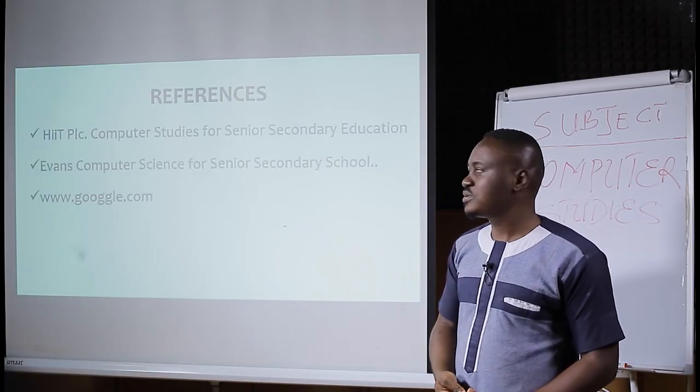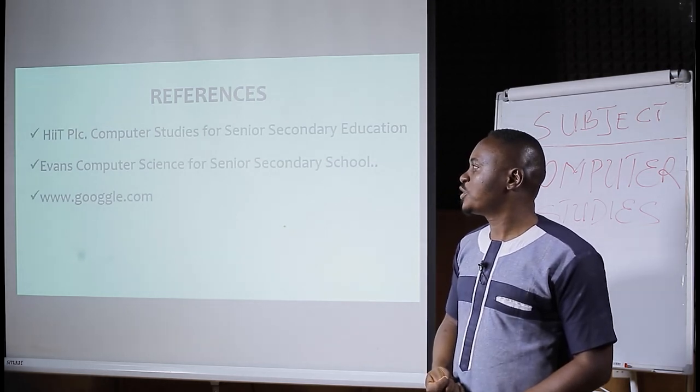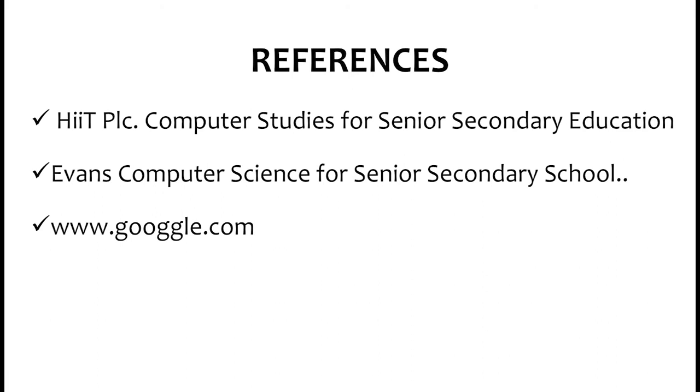Well, for reference purposes, you could actually see more information in HIIT PLC, Computer Studies for Senior Secondary Education. And you could also check in Advanced Computer Science for Senior Secondary Schools. And of course, most importantly, and I'll keep encouraging my students, go to Google. Google is your friend. You can find every information you need from Google. Just go to www.google.com. Any kind of information, anything you're not clear on, just go to the website and it gives you everything in image form, video, and also text, everything you need to understand.